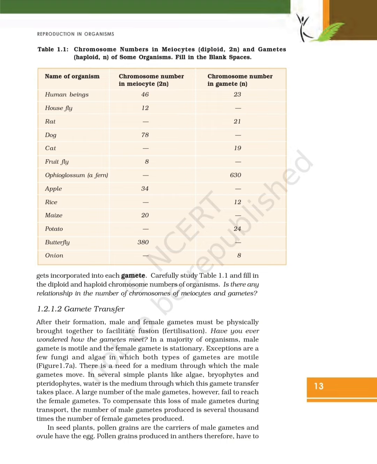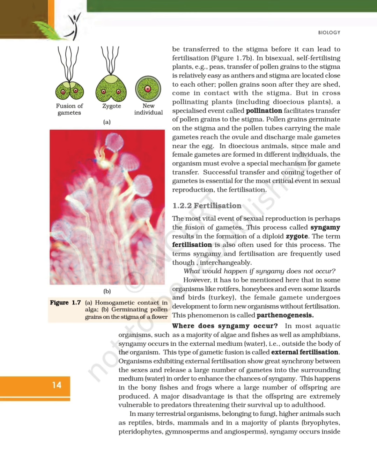In seed plants, pollen grains are the carriers of male gametes and ovules have the egg. Pollen grains produced in anthers, therefore, have to be transferred to the stigma before it can lead to fertilization. In bisexual, self-fertilizing plants, for example peas, transfer of pollen grains to the stigma is relatively easy as anthers and stigma are located close to each other. Pollen grains soon after they are shed come in contact with the stigma.